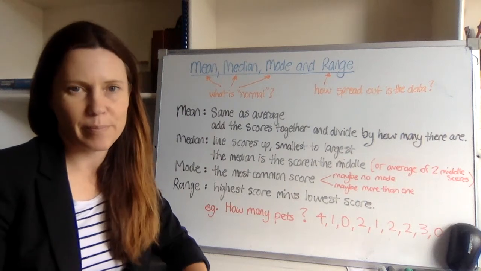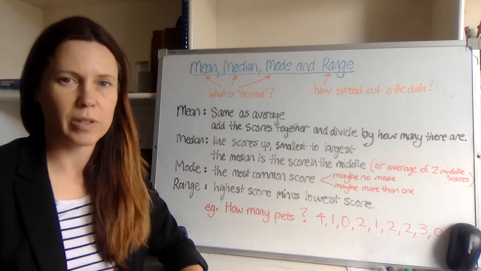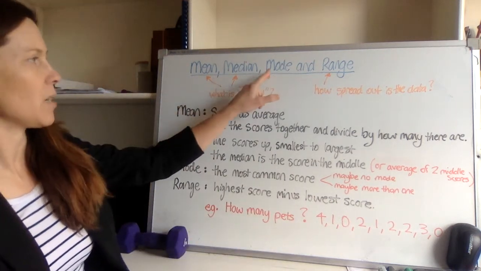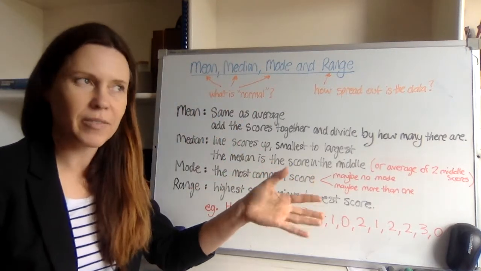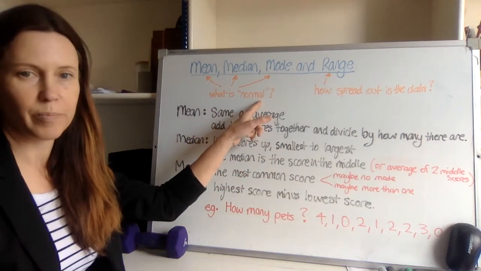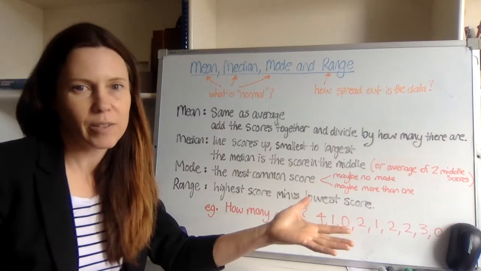Let's look at mean, median, mode, and range. Now, all four of these are just words that we can use to describe data. The three that all start with M, mean, median, and mode, all describe what I think of as kind of the middle of the data. They describe what's sort of normal, okay? And the range is a little bit different. It describes how spread out the data is.